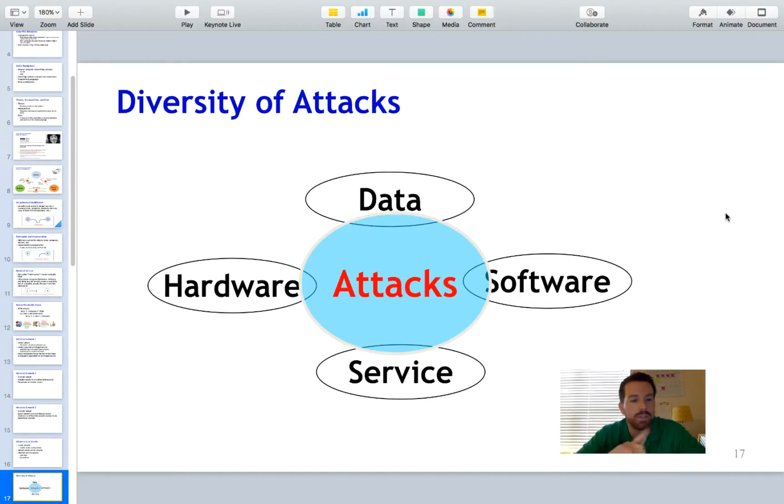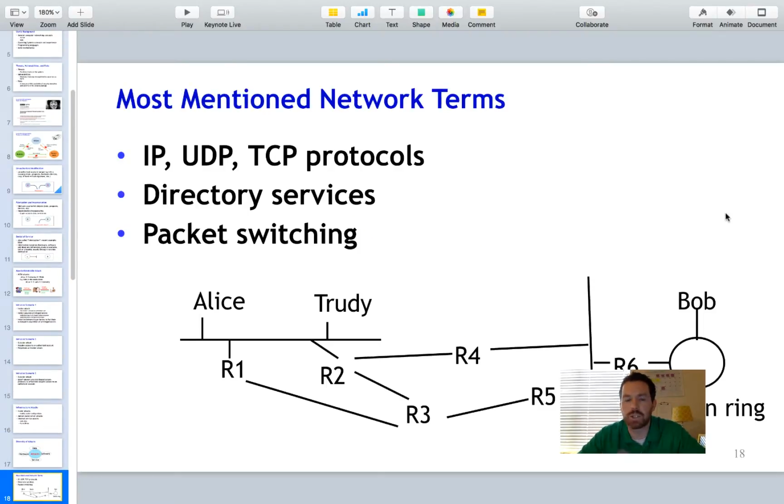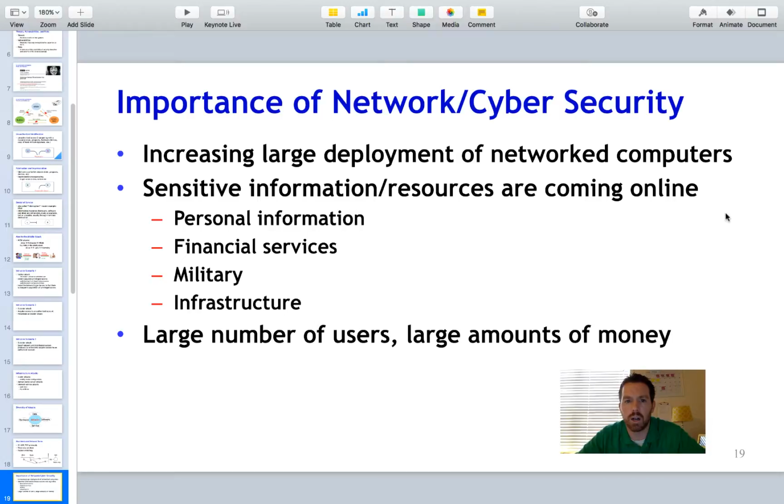There's a diversity of attacks on data, hardware, software, service. Here are some of the most mentioned network terms. You'll hear IP, UDP, TCP, directory services, packet switching, and again, you're going to hear these things. Alice and Bob, you're going to hear all this as we're moving along.